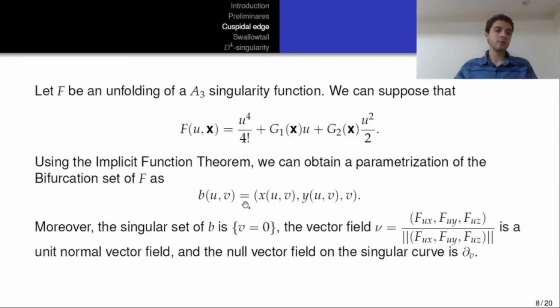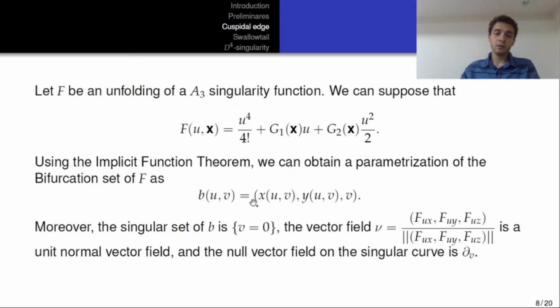So let's start with the cuspidal edge. We need to take an A3 singularity function, a small f. And as I said, I can suppose that the Morse family, the unfolding, is like that, with G's weight. Using the implicit function theorem again, we can obtain a parameterization of the bifurcation set of f as this.